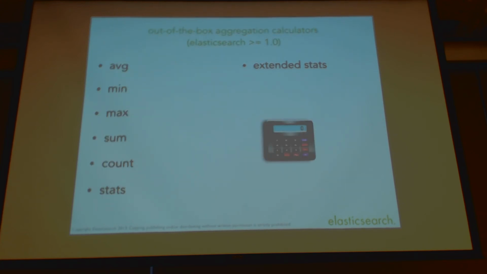Out of the box, Elasticsearch comes with a couple of core aggregations: average, min, max, sum, count, stats, and extended stats. And there are a lot more that you can play with. I encourage you to go to our website. The documentation page on aggregations has a lot of great information.